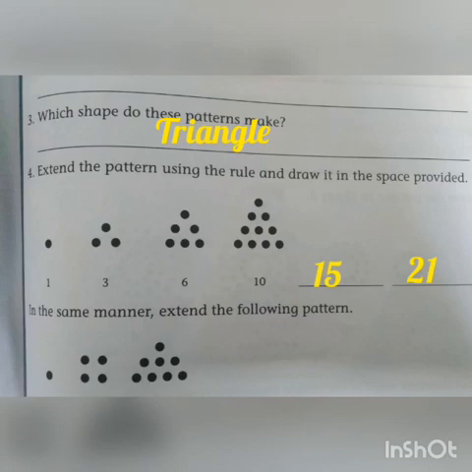Then what comes in the next 2 dashes? It forms a triangle with 15. Then it forms another triangle with 21, by adding 5 to 10 and 6 to 15.